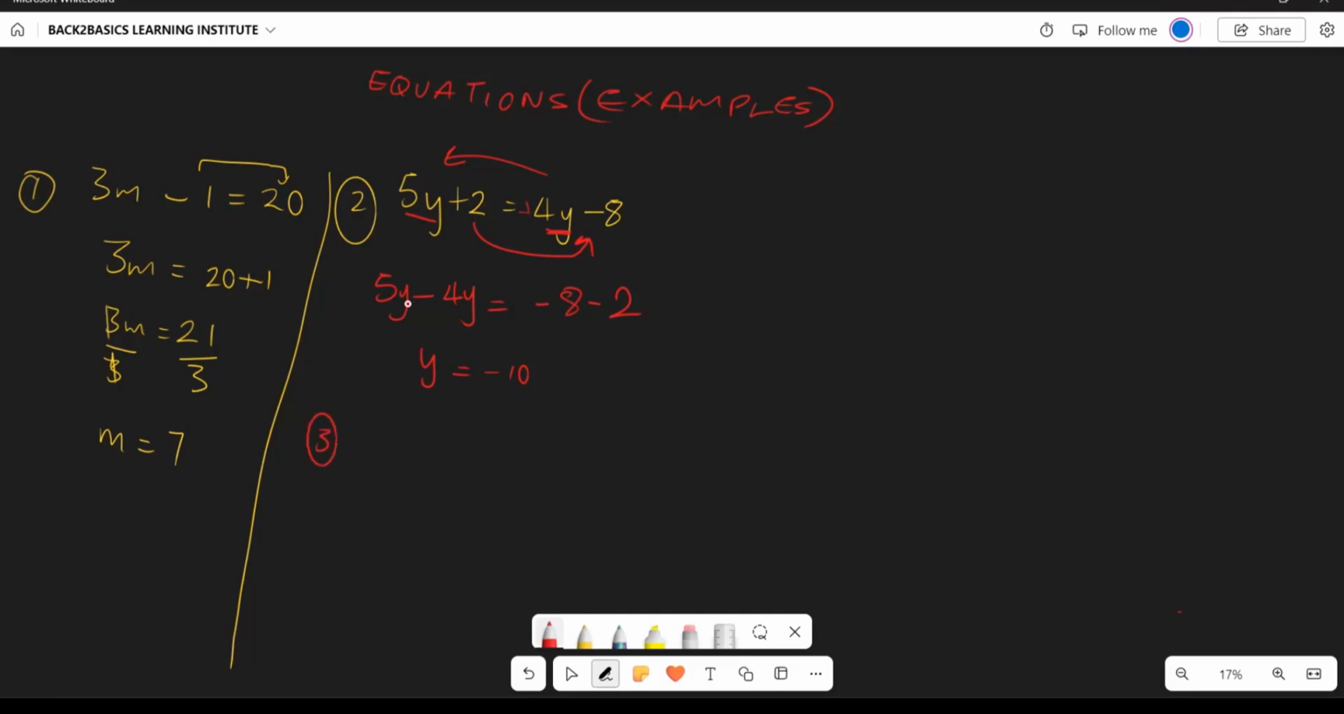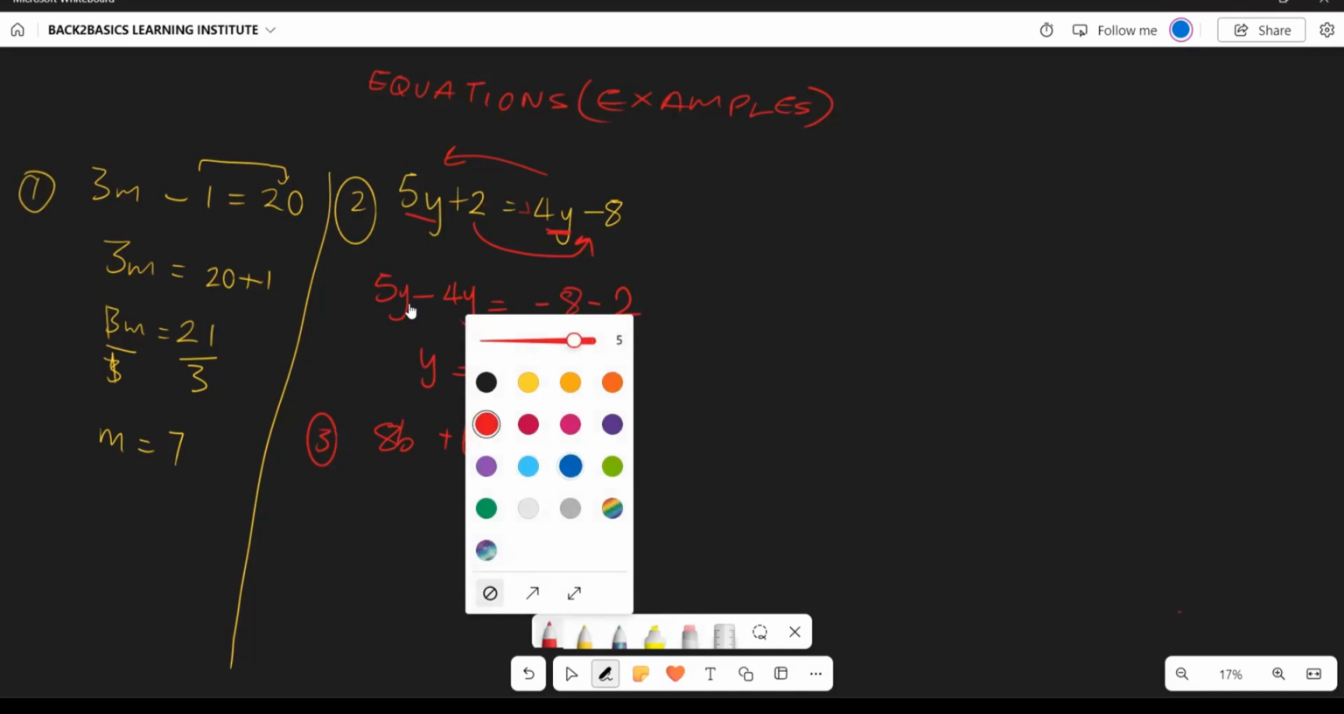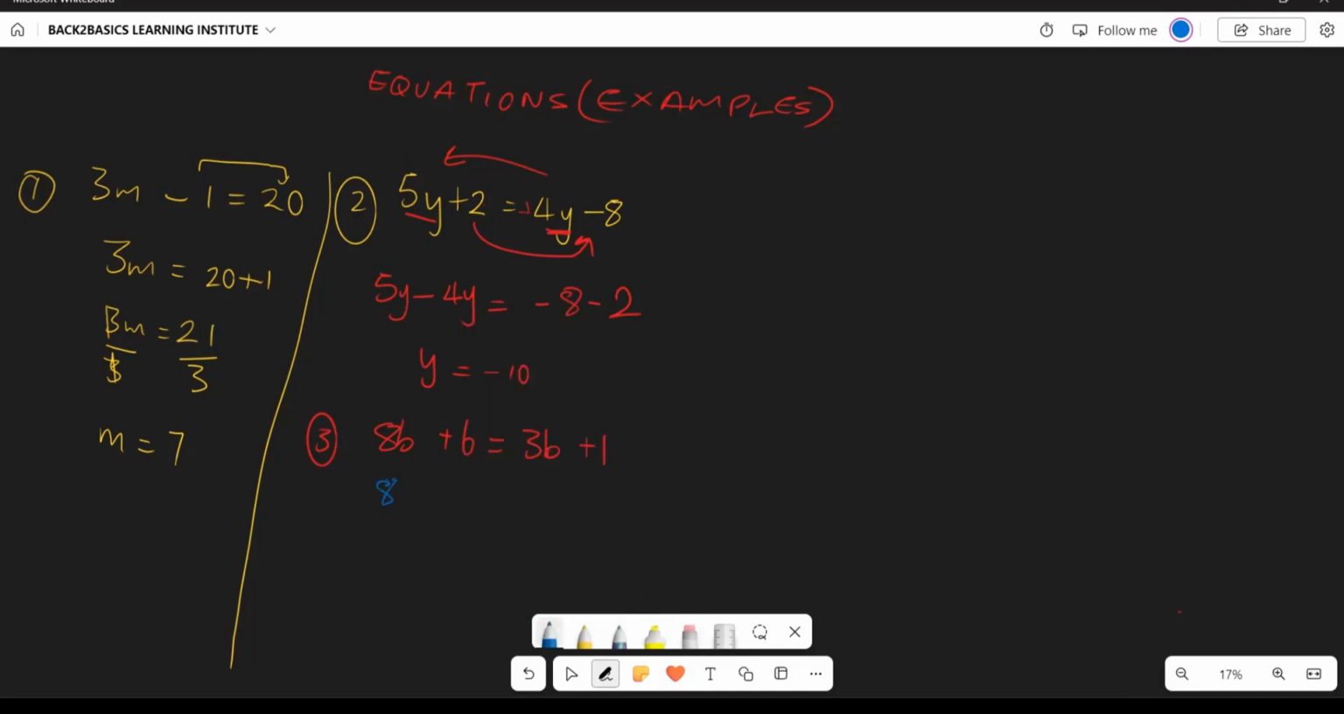So now in number 3, you are given 8b plus 6 is equal to 3b plus 1. The same thing that you have done there, you're going to start by grouping like terms. So this is going to be 8b, you take this one this side, subtract 3b. Why is this subtraction? Because remember here, it's the same as positive, since there's nothing written here. Is equal to, when you take this one to this side, 1 subtract 6.